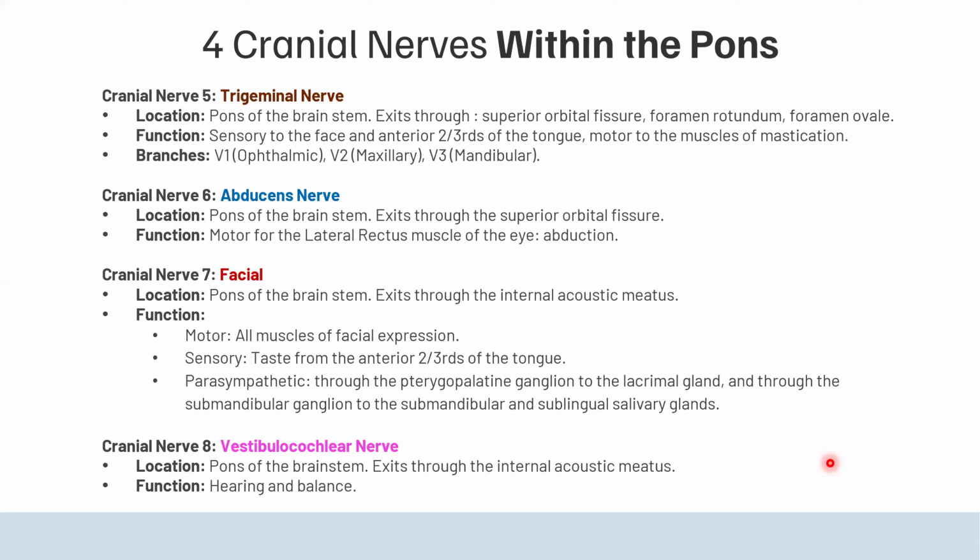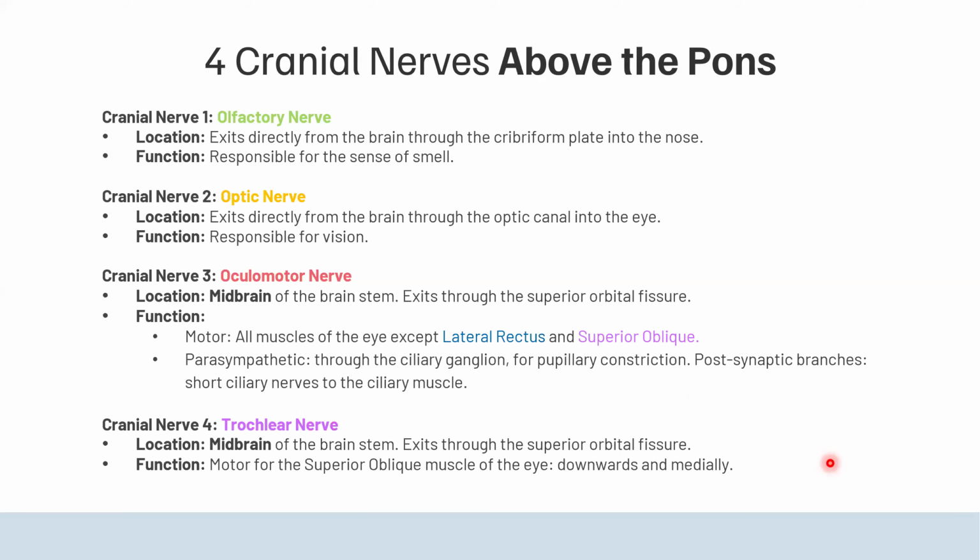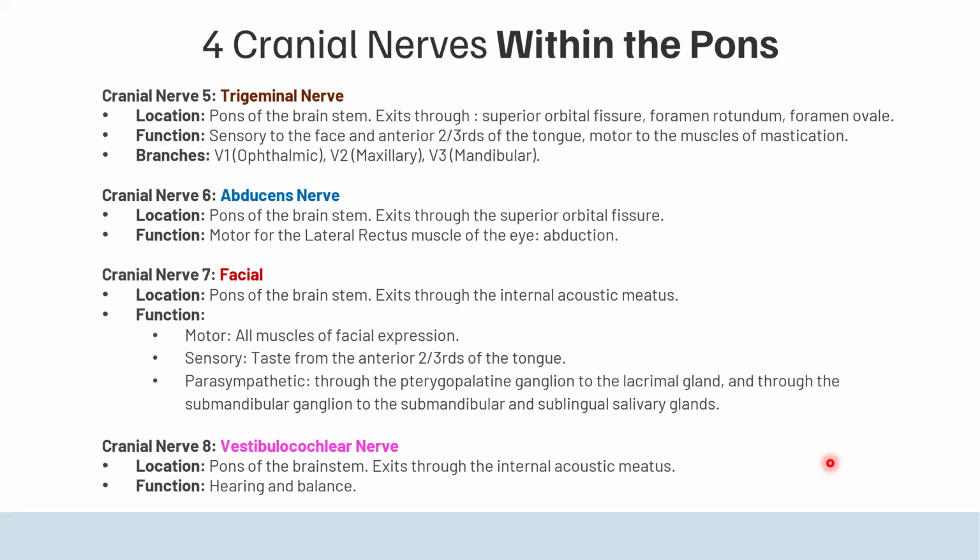And then V3, the only nerve coming out of the brain from the back. Yes, absolutely correct. The trochlear nerve is the only nerve that comes out posteriorly and then it loops around. You're absolutely correct. The trigeminal, I was talking about V3, which is the mandibular portion, and that is going to exit through foramen ovale.